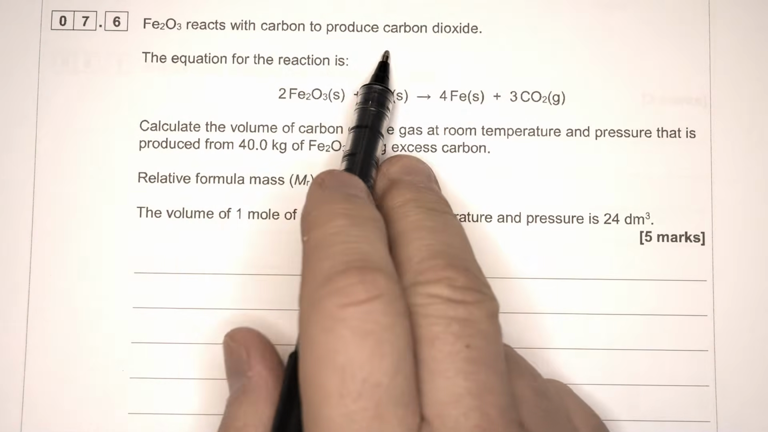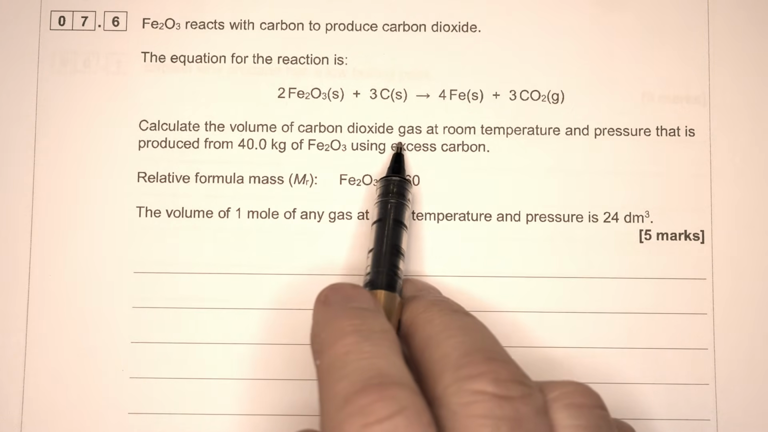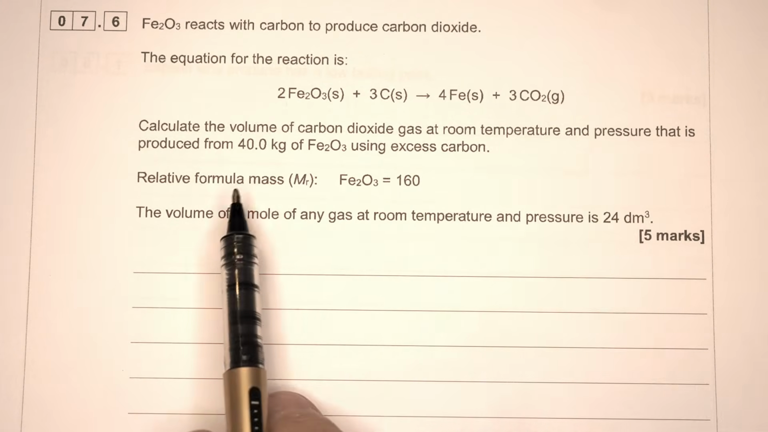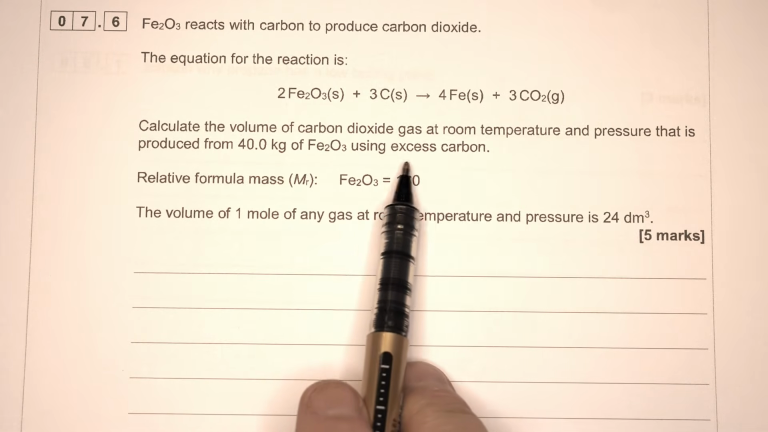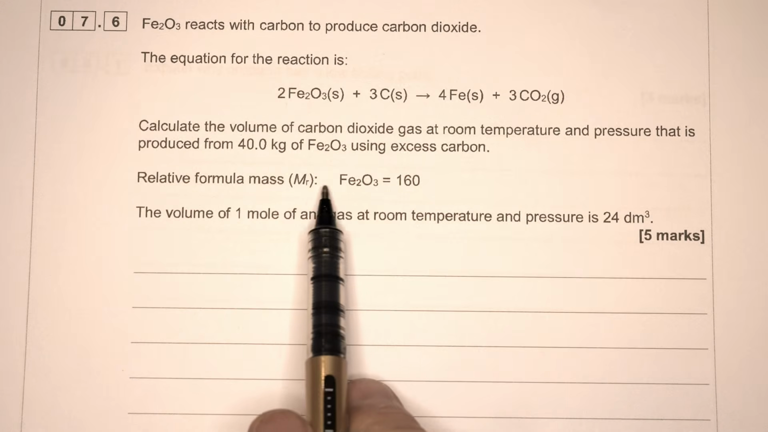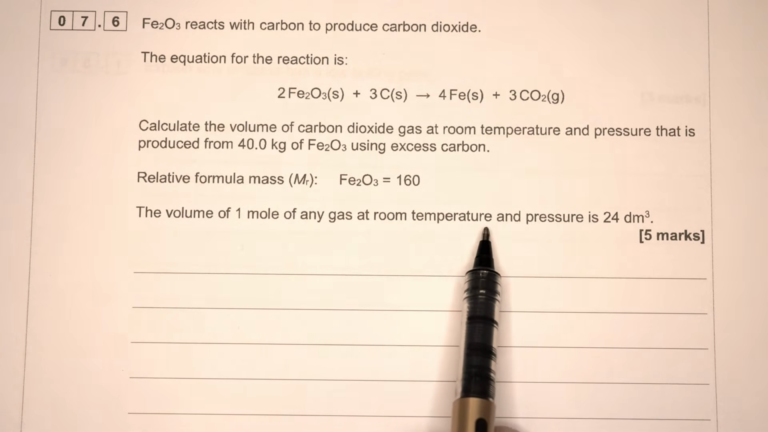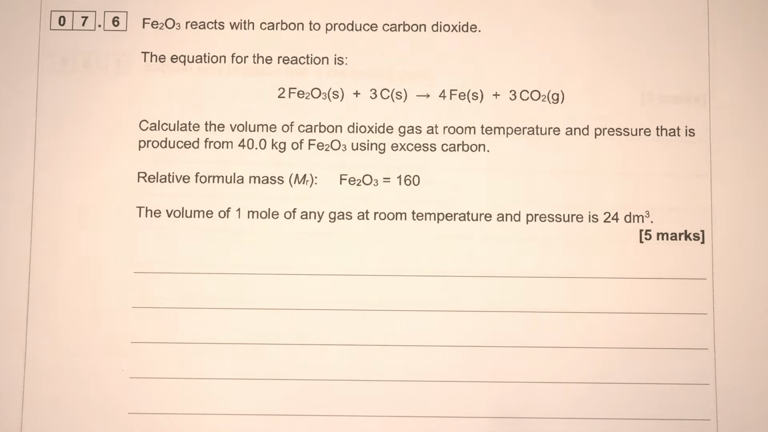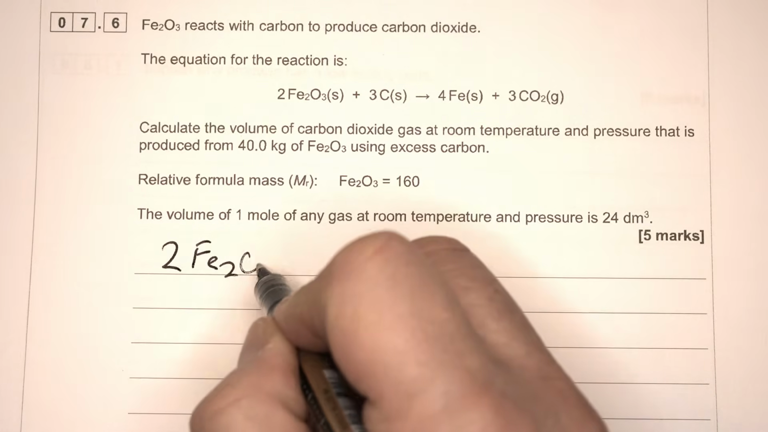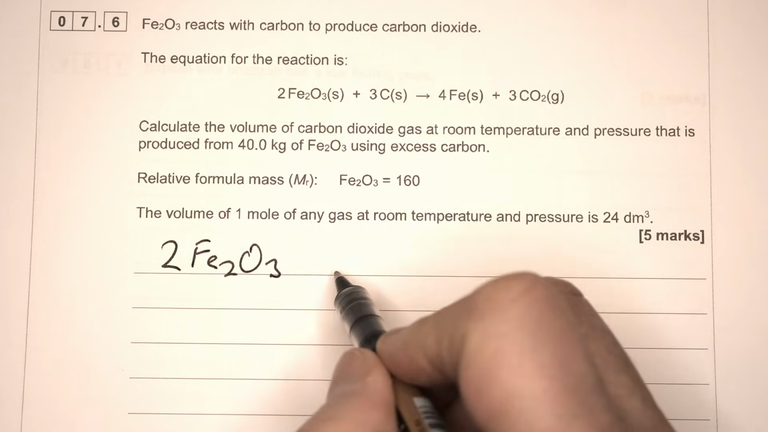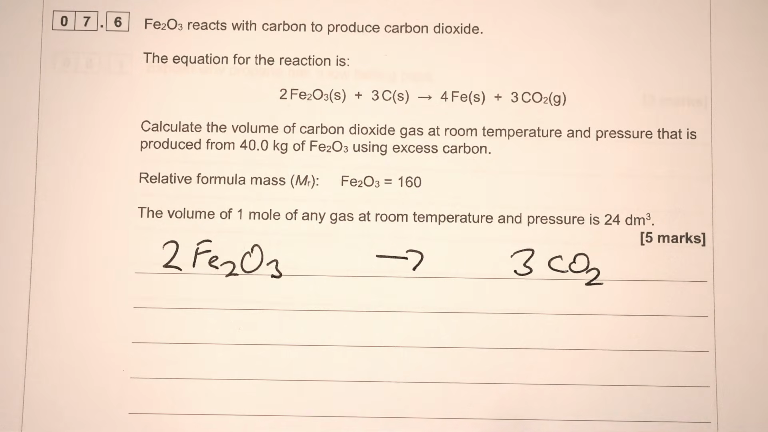Fe2O3 reacts with carbon to produce carbon dioxide. Here's the equation. Calculate the volume of carbon dioxide gas at room temperature and pressure that is produced from 40 kilograms of Fe2O3 using excess carbon. The relative formula mass of Fe2O3 is 160, and the volume of 1 mole of any gas at room temperature and pressure is 24 dm cubed. So the bits that we're interested in is 2 Fe2O3, and that forms eventually 3 CO2. So it's a ratio of 2 to 3.